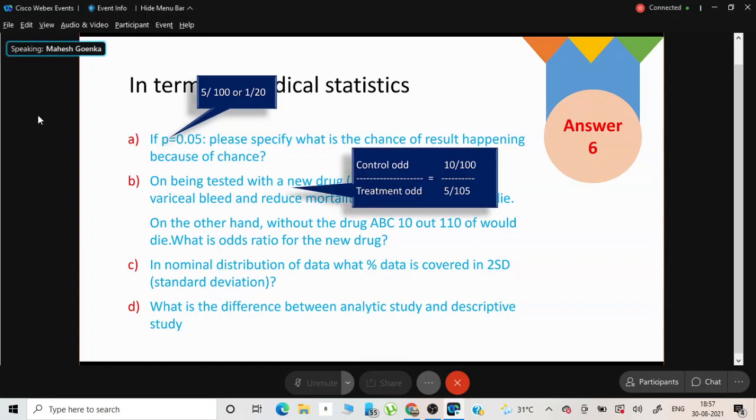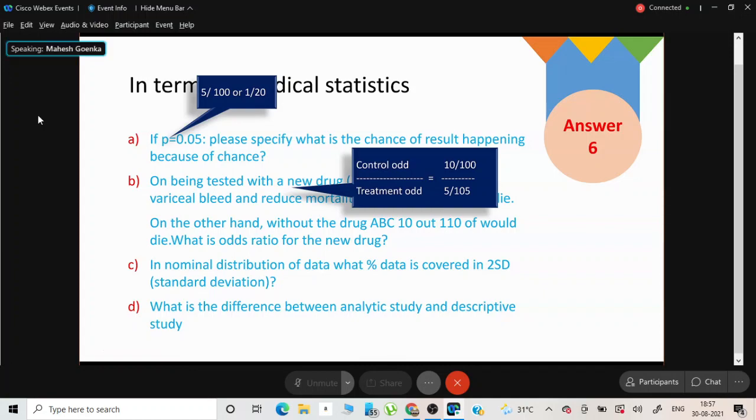The odds ratio is the control odds by treatment odds. Control odds in this case is 10 out of 110, that means 10 by 100: 10 will die, 100 will not die. Treatment odds is 5 by 105, which is 5 would die, 105 would not die. So odds ratio is different from risk ratio. In the risk ratio, this will be 10 by 110, and this will be 5 by 110. So this is the total number when it comes to risk ratio. In odds ratio, those who die and those who do not die make the odds.